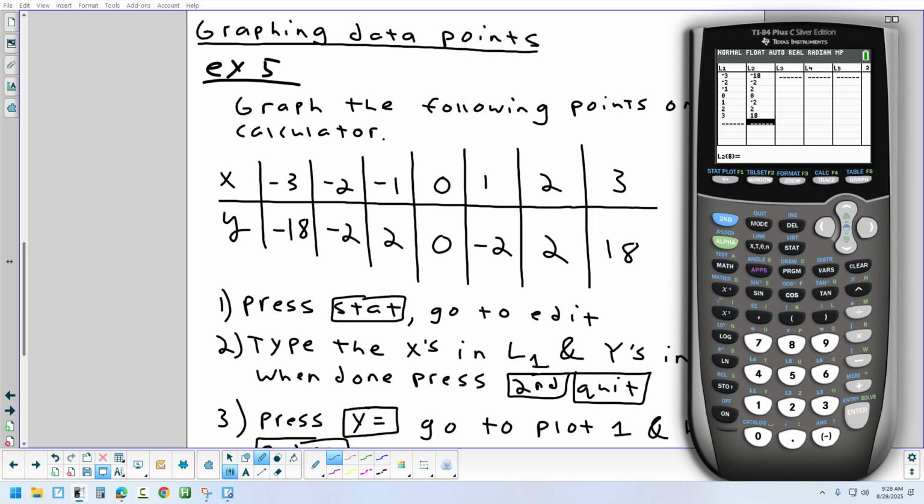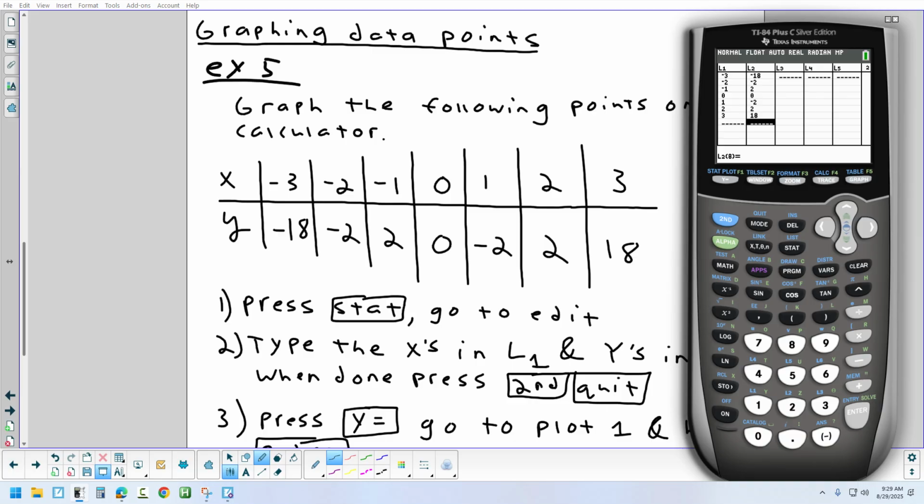Double check, make sure we look good. And now you should have something that looks just like what I have. Okay. Any problems getting the numbers typed in? Okay. So everything is saved.